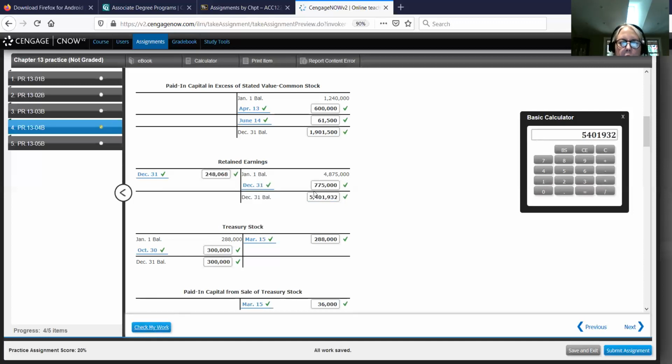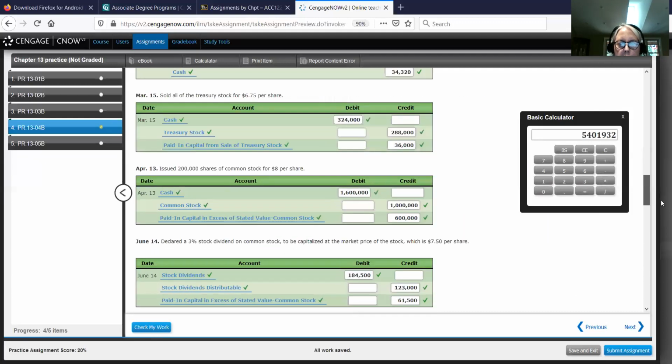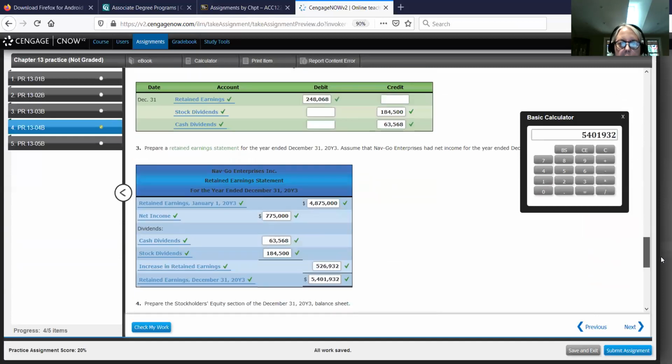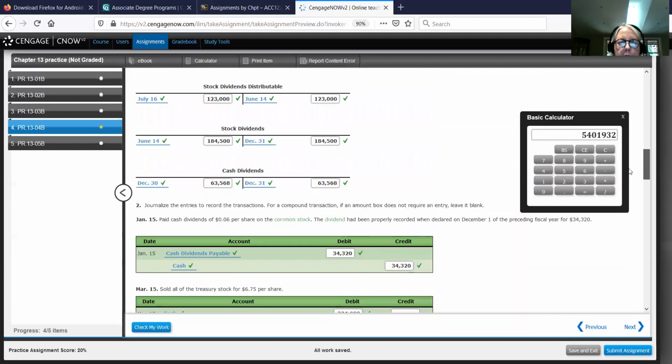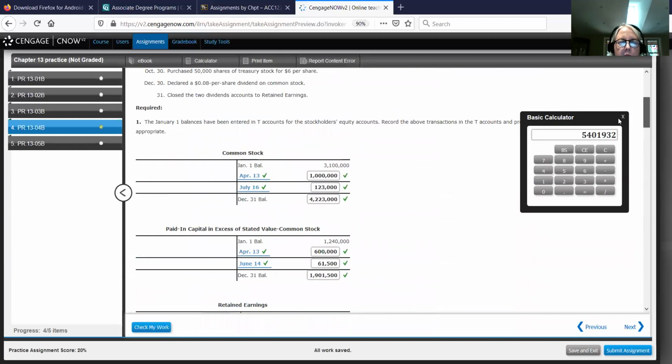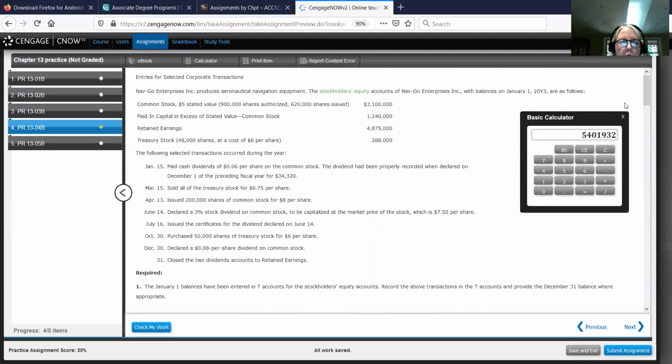I want you to notice this balance has to be equal to the retained earnings balance at the end of the period. They should be the same, and they are. So this is the entire problem that they're having you do, 13-04B. So we'll stop sharing this, and I will see you again next time.